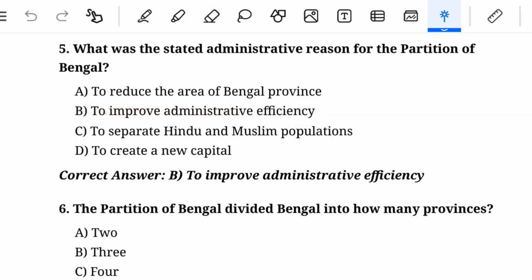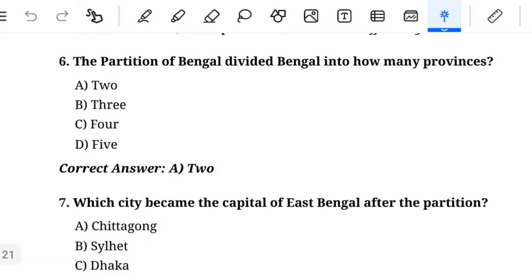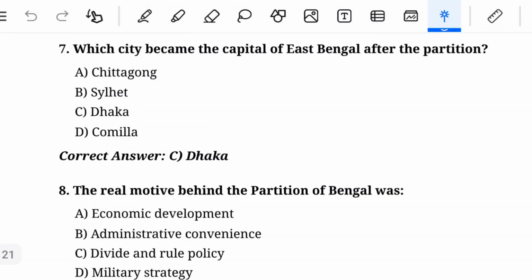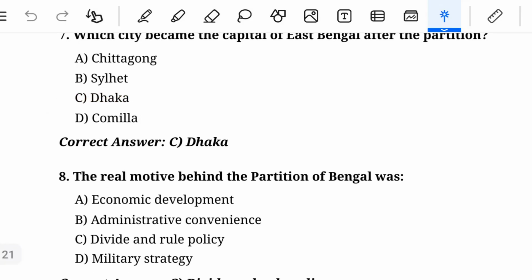6. The Partition of Bengal divided Bengal into how many provinces? A. 2, B. 3, C. 4, D. 5. Correct answer: A. 2. 7. Which city became the capital of East Bengal after the partition? A. Chittagong, B. Sylhet, C. Dhaka, D. Comilla. Correct answer: C. Dhaka.